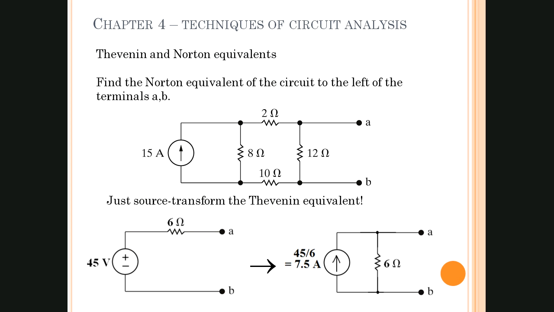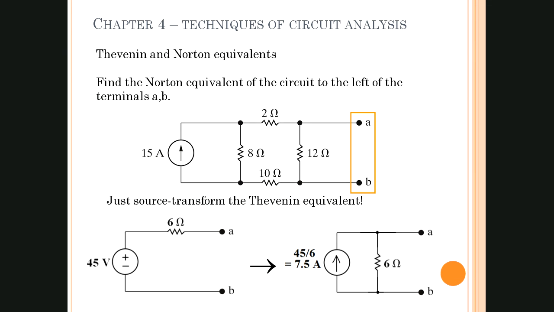And this is the last slide. It says, now find the Norton equivalent. So we're going to do basically the same thing we did before. Find the Norton equivalent of the circuit to the left of terminals A and B. All it's saying is to find what's left of points A and B as a Norton equivalent. And it says just use source transform, so just the source transform of the Thevenin equivalent. Actually, this is a different circuit with different values, isn't it?